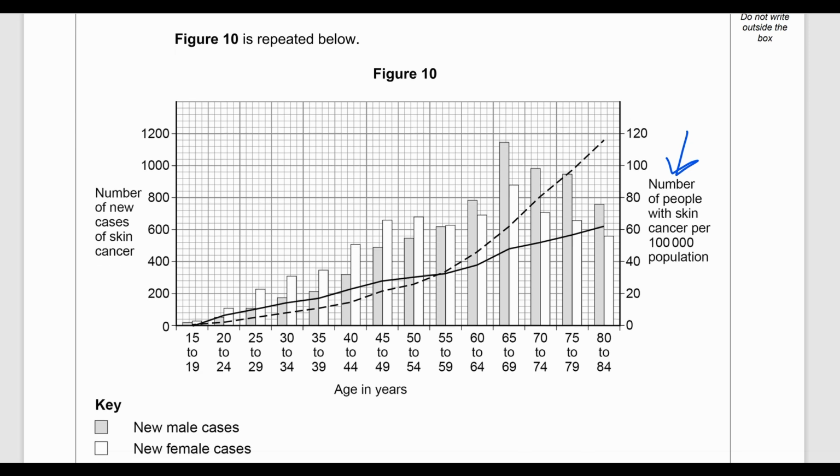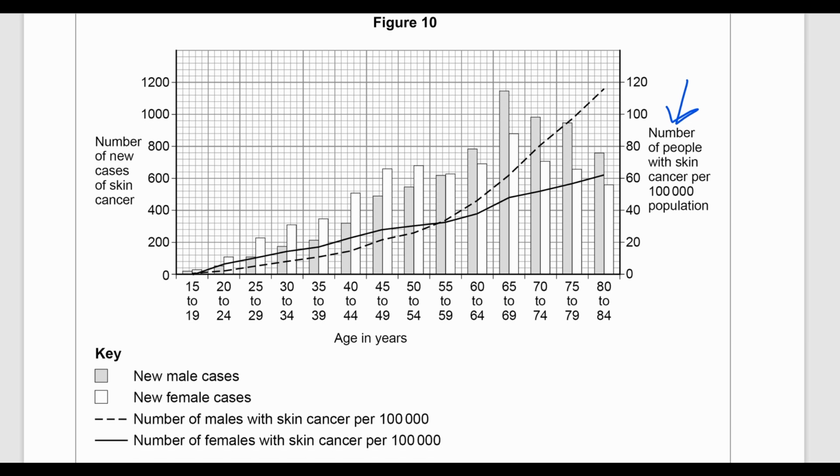So let's look at the trends then. So starting from the beginning, 15 to 19, what can we see? We can see that the number of females and males are both increasing. And this increase continues up until 55 to 59 years, where the numbers are the same.